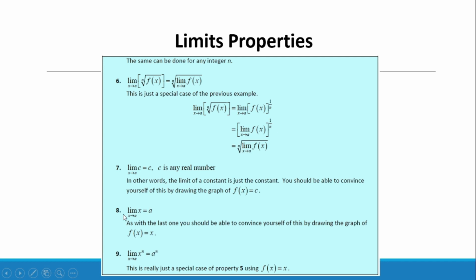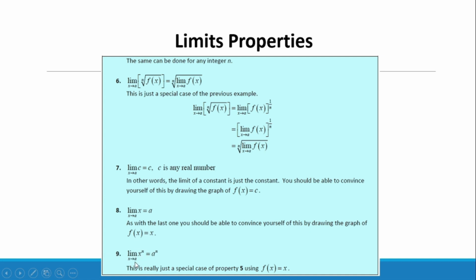Property number 8. The limit as x approaches a of x is equal to a. As with the last one, you should be able to convince yourself of this by drawing the graph of f(x) equals x. It is the same thing as the limit of c as x approaches a being equal to c. Here, f(x) is x, and as x approaches a, the limit is equal to a.